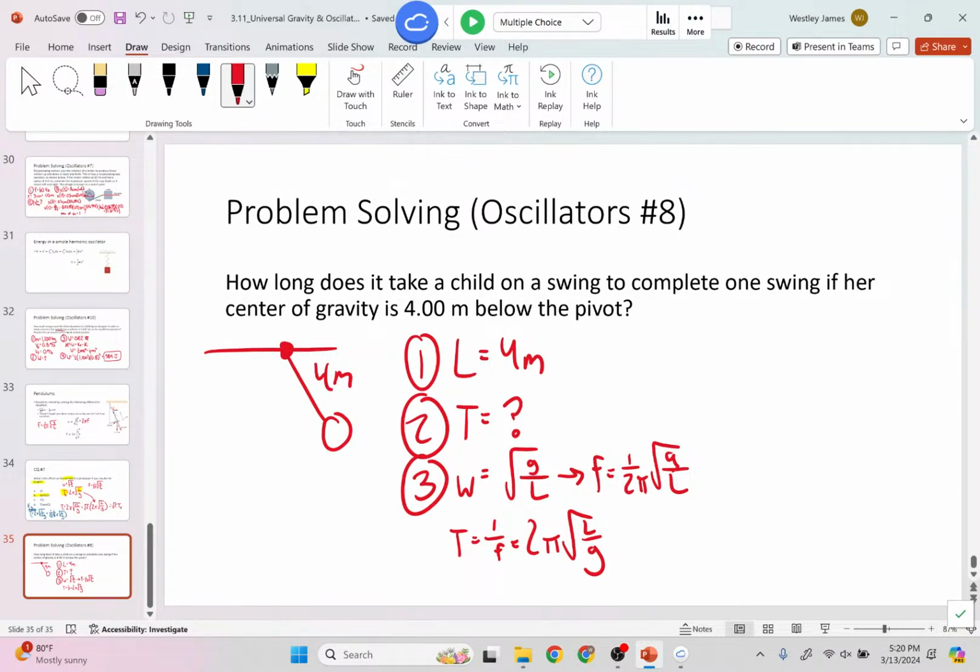Wait, do the L and g also get flipped? Yeah, it was g over L for omega, and then it got flipped to L over g. That's why it gets flipped. It's good to show you why it got flipped between the two, because it's a little subtle. You can plug it in on your notes. L is given, g is 9.8, because we're assuming this kid is on Earth. Very reasonable assumption. Maybe that will change 1,000 years from now, but for now, no kids on any planet but Earth.